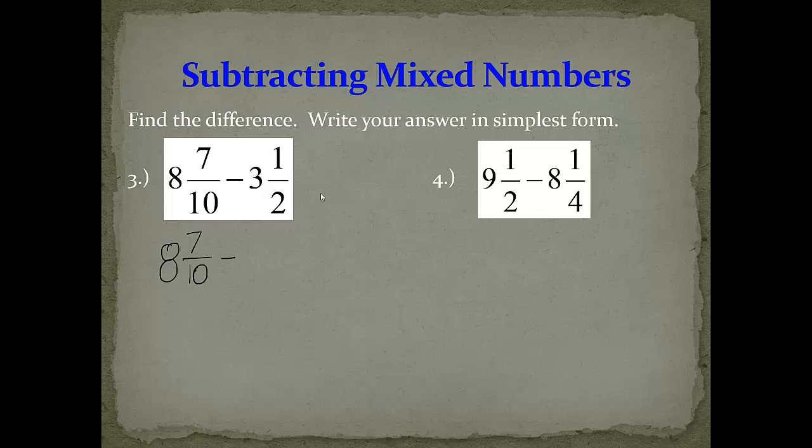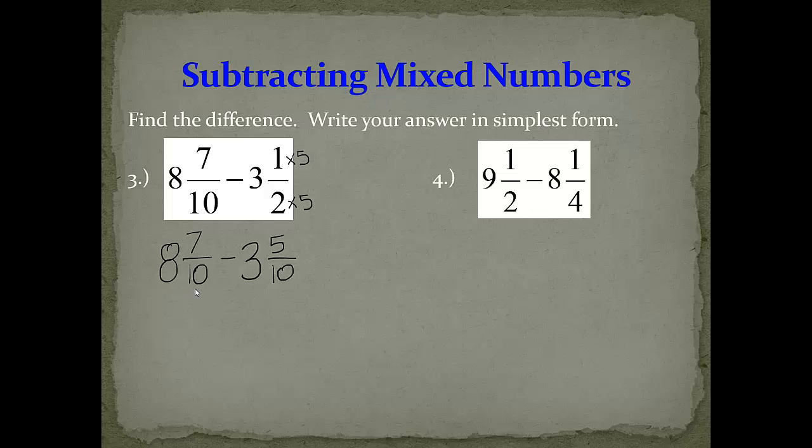And now we're going to subtract, and for our second fraction, we need to multiply by 5 so that we can get 10 in the denominator. We need to multiply the numerator by 5 as well. The whole number for our mixed number stays the same, and the fraction then becomes 1 times 5 is 5, and 2 times 5 is 10. So now we have 8 7/10 minus 3 5/10.